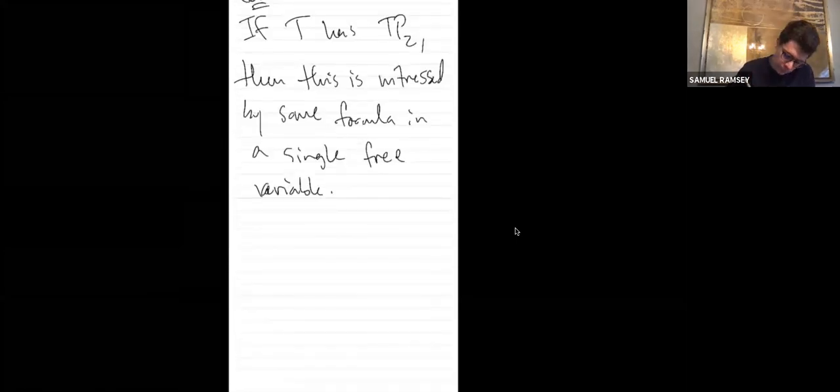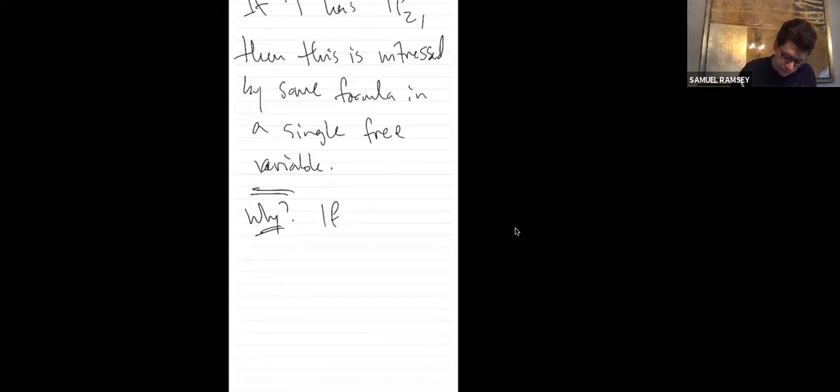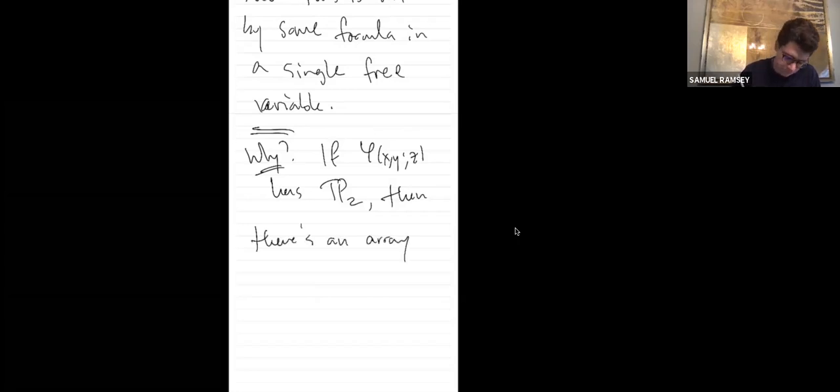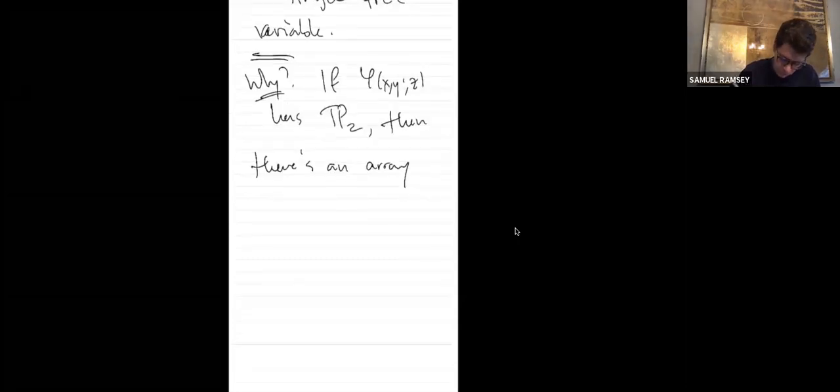Okay, why? Well, if phi(x, y, z) has TP2, then it follows that there's an array, let's say a_alpha^i for alpha < t^+, i < omega, witnessing this.